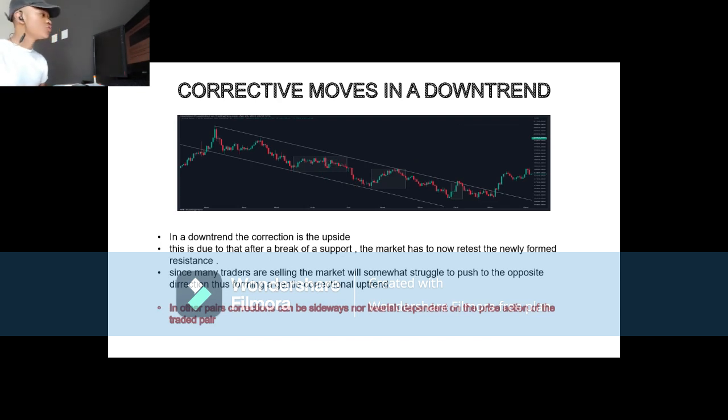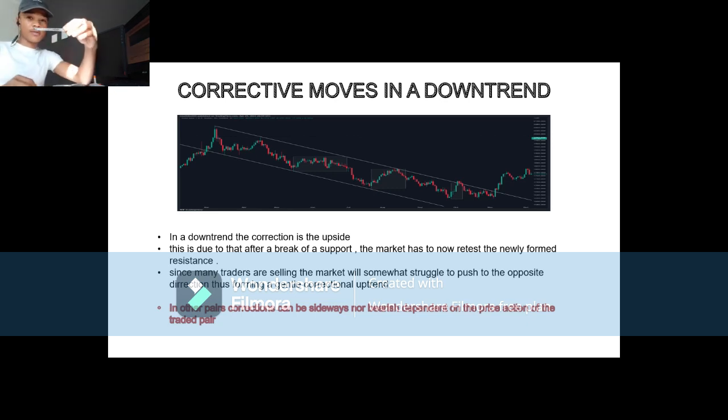Corrective moves in a downtrend. In a downtrend, the correction is to the upside. This is due to that after a break of a support, the market has to now retest the newly formed resistance. Can I repeat that? In a downtrend, the correction is to the upside, mostly. This is due to that after a break of a support, right? The support is the floor, right? The market has to now retest the newly formed resistance.